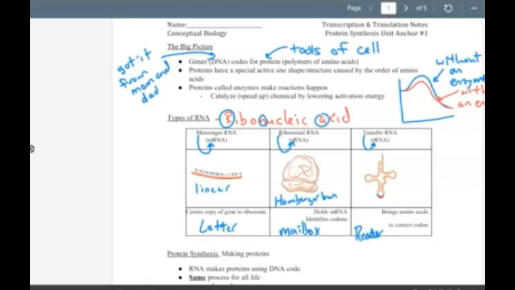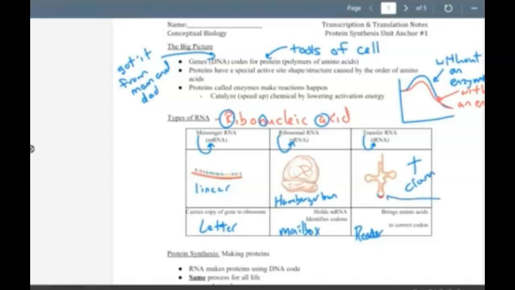Now this tRNA is the most interesting one. I think it kind of looks like a clover leaf, maybe an upside down clover shape. Some people say it looks a little bit like a lowercase t, which is helpful, right? tRNA looks like a lowercase t. There's a couple of key features, though, we need to highlight here.